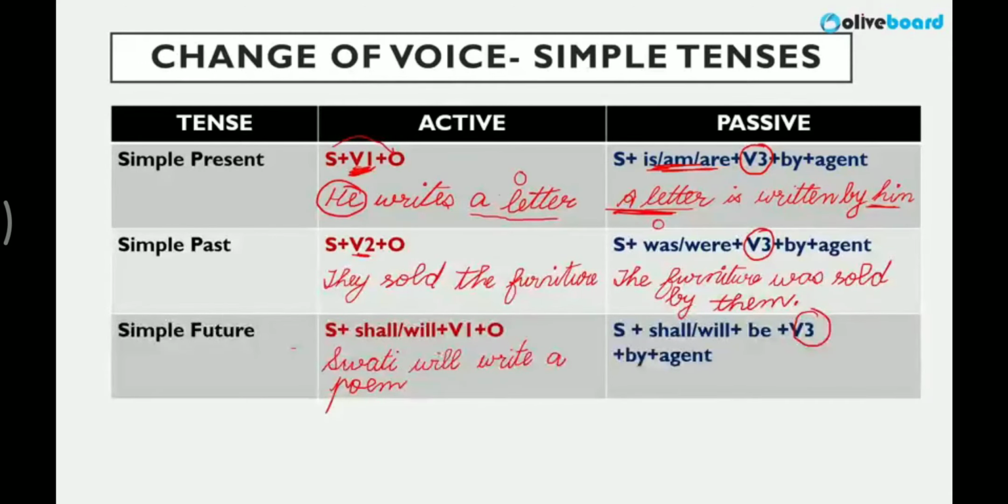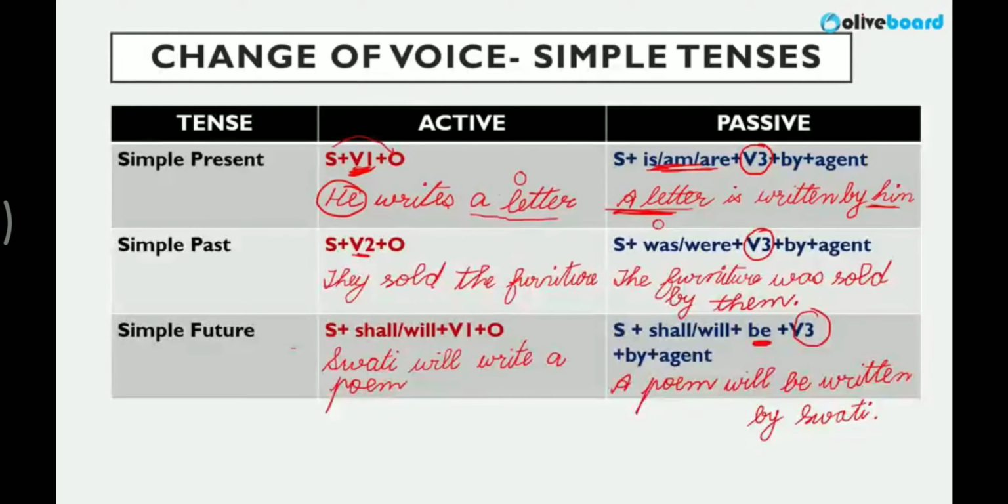So first thing, what will you write? A poem will be, is added, right? In simple future. Write is there. You know the third form, written by Swati. Right? Simple one.